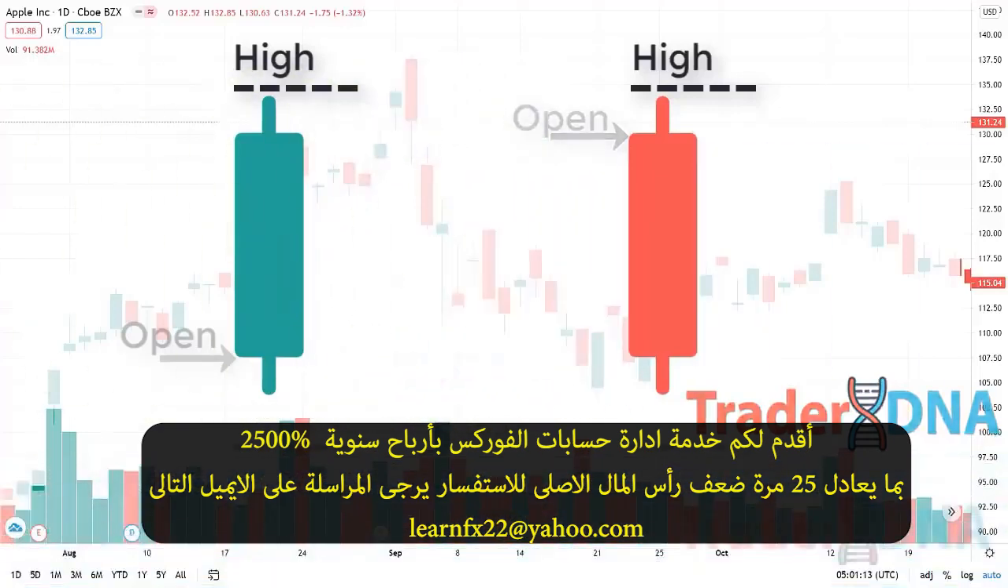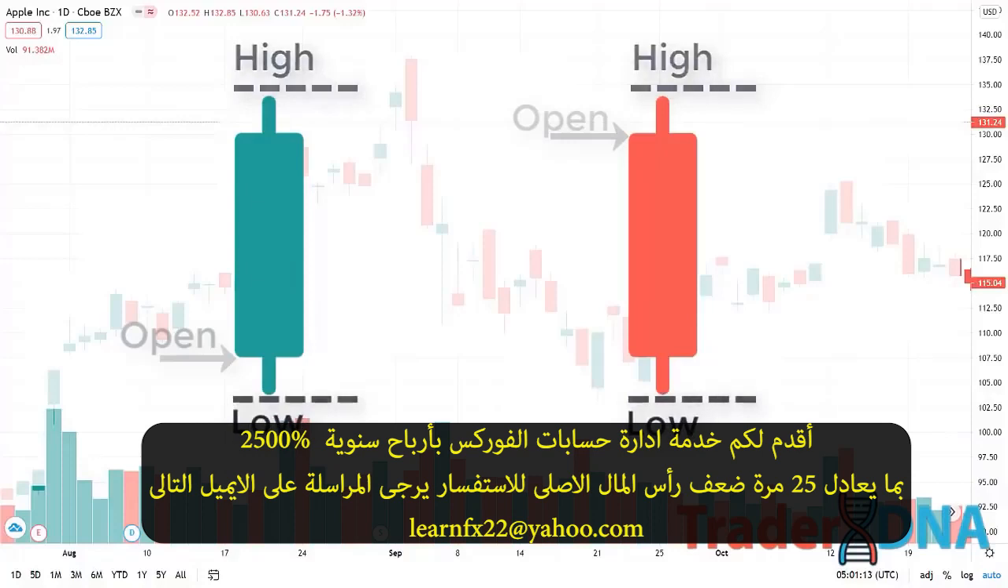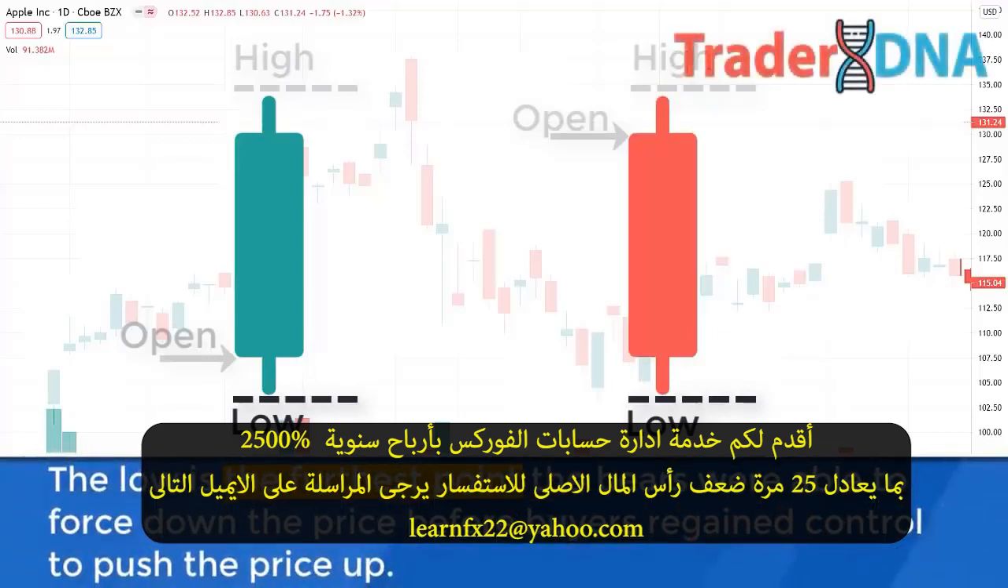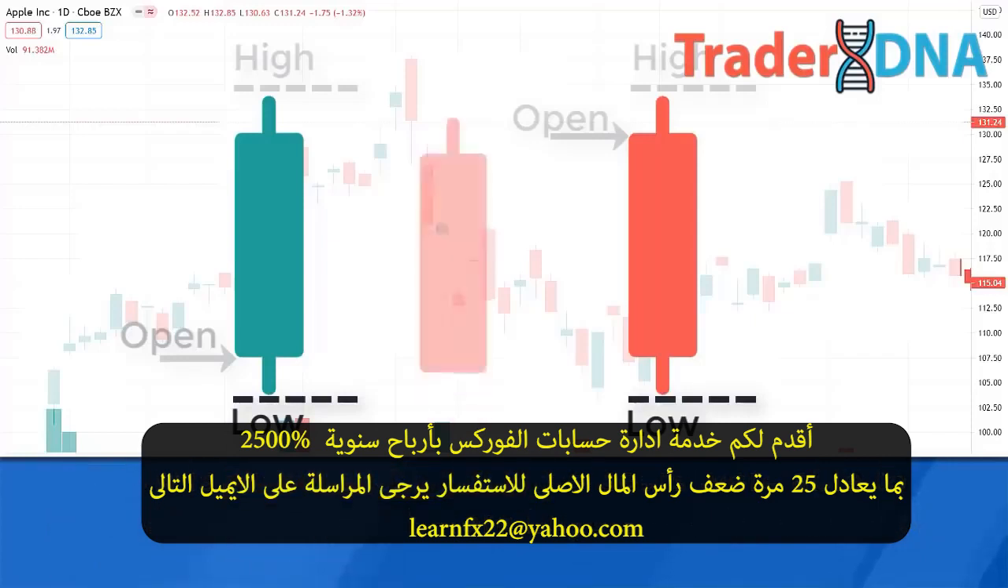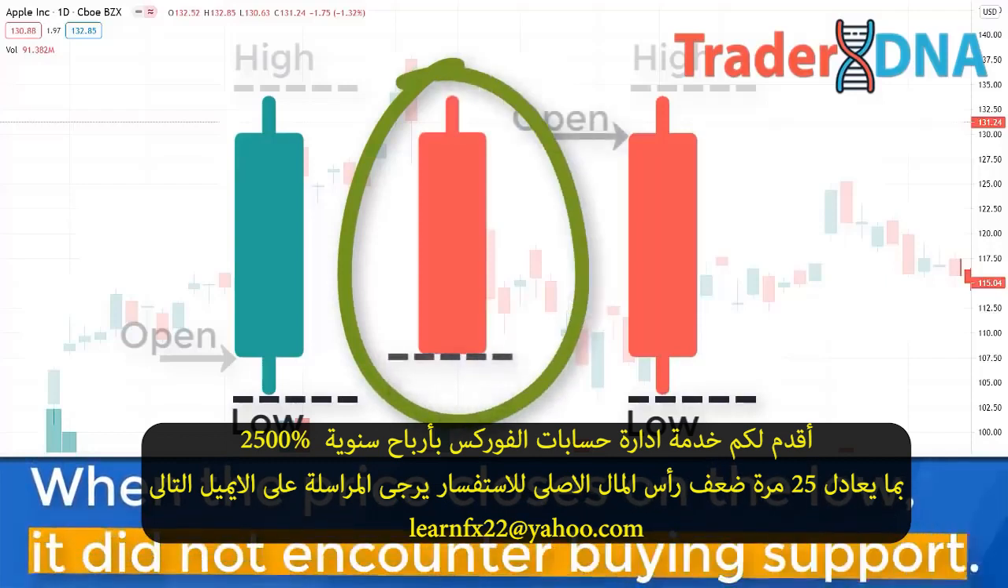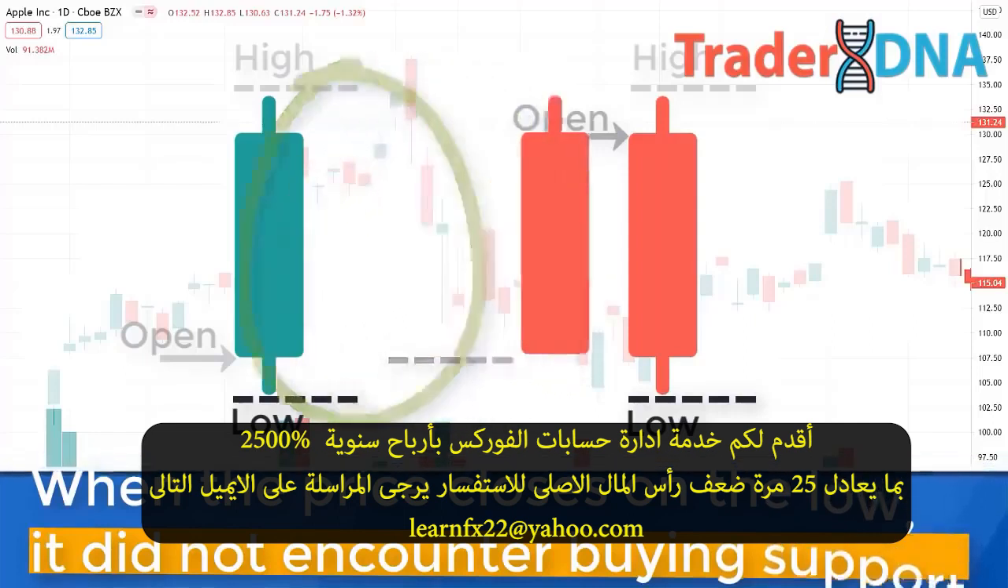The low is the lowest point the stocks, bonds, options contracts, futures contracts, and all types of commodities traded during the session. The low is the furthest point the bears were able to force down the price before buyers regained control to push the price up. The low represents an area where enough demand existed to prevent the price from moving lower. The exception is when the price closes on the low. When the price closes on the low, it did not encounter buying support. Rather, the bulls were saved by the closing bell of the session.